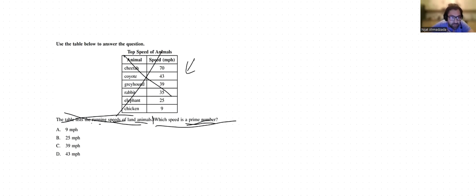Is it a prime? No, it's divisible by 3. 25. Is it prime? No, it's divisible by 5. This one, it's divisible by 3 and 13. This one, it's not divisible by anything, so it will be the answer.